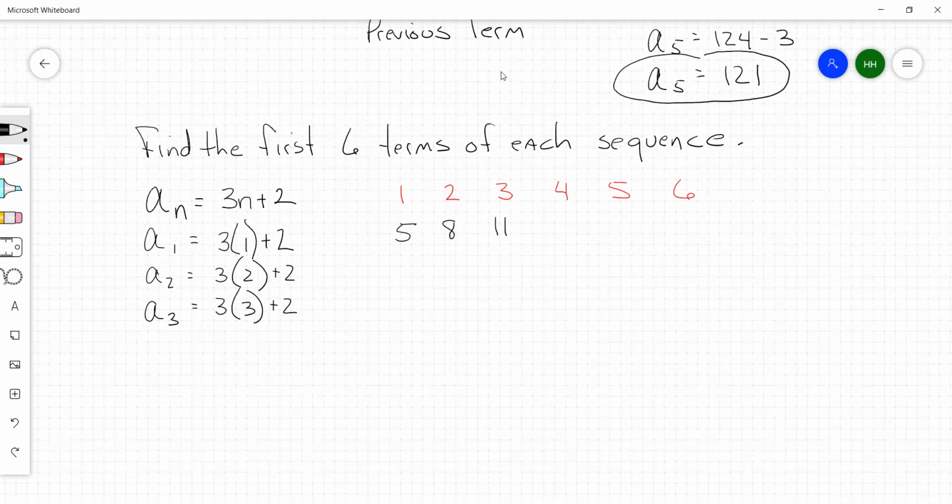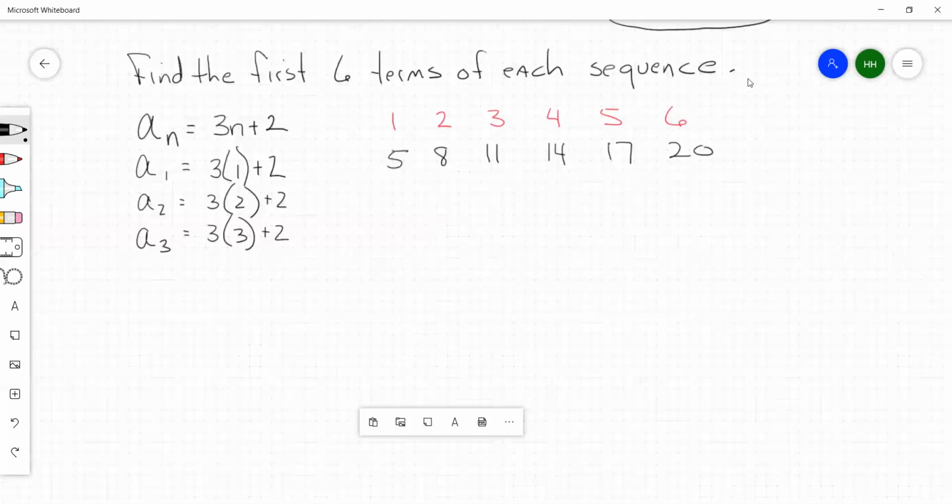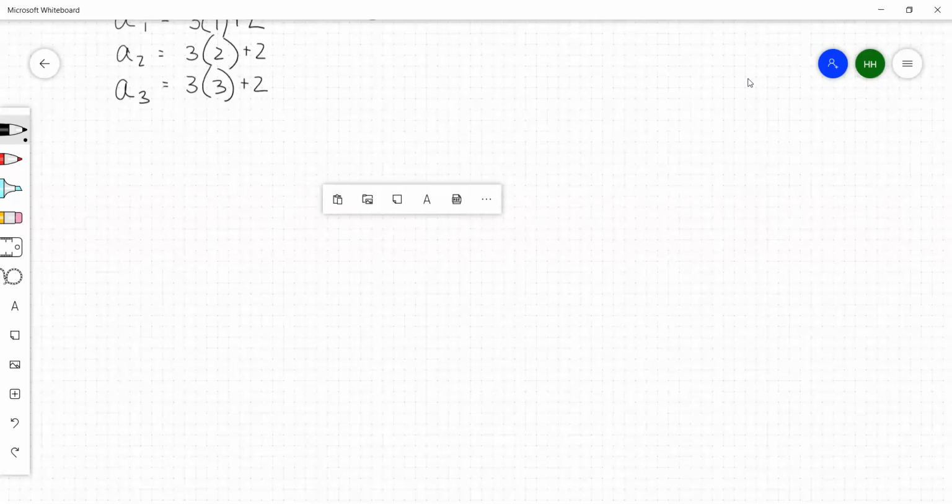And then usually after the first couple, you're going to get the idea of what's going on. So 3 times 4 is 12 plus 2, 14. 3 times 5 is 15 plus 2 is 17. And 3 times 6 is 18 plus 2 is 20. And I got to pause again. All right. That's going to be the first part of your assignment today. Second part of your assignment.